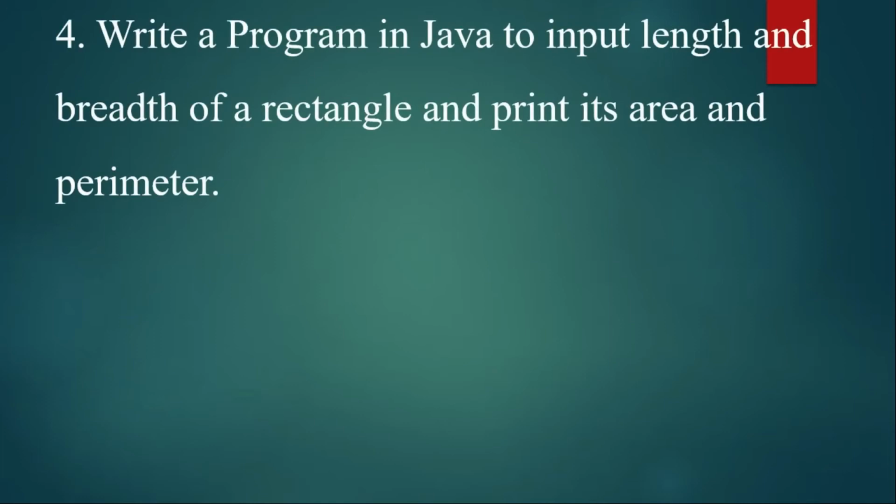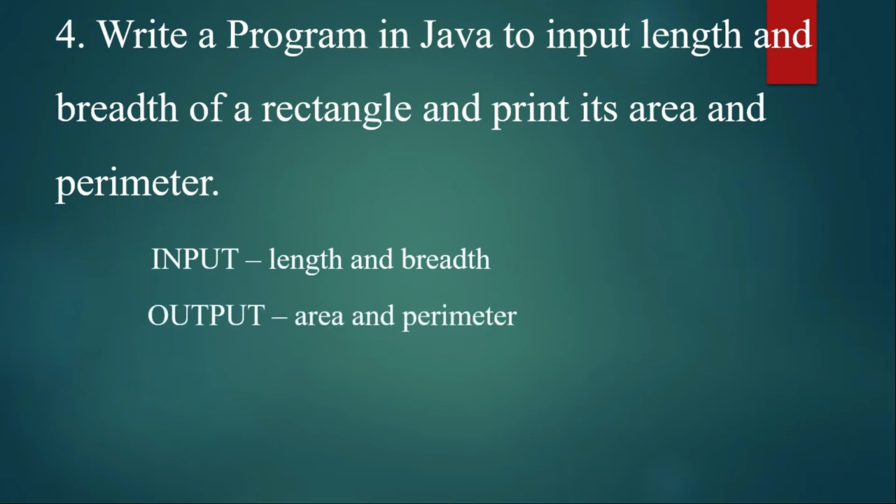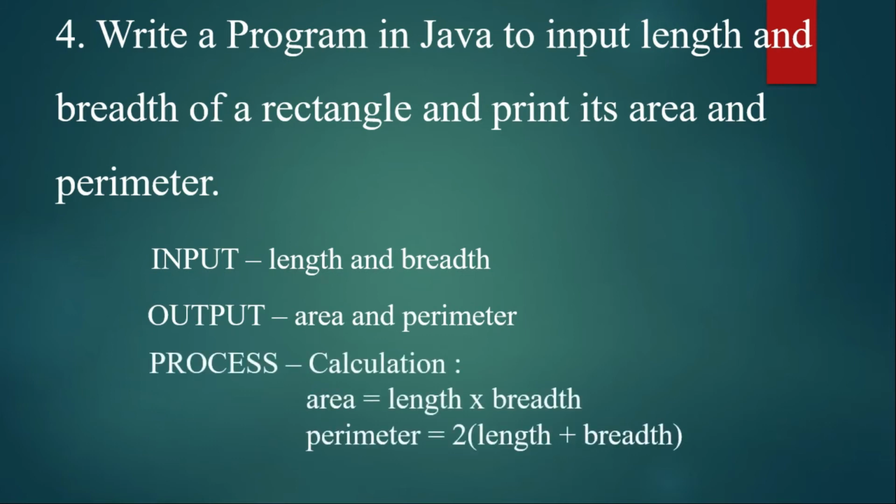Write a program in Java to input length and breadth of a rectangle and print its area and perimeter. Here the input values are the length and breadth, and the output is the area and perimeter. So the process is a calculation. We have to calculate two values. One is area, which is length into breadth, and perimeter is 2 into length plus breadth.